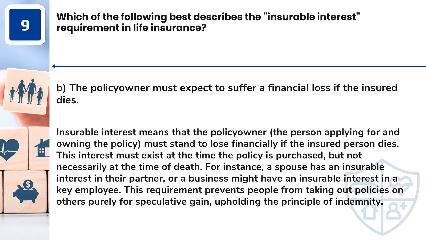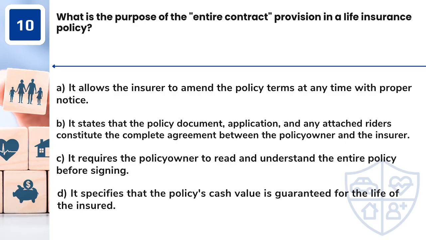of indemnity. Question 10. What is the purpose of the entire contract provision in a life insurance policy? A. It allows the insurer to amend the policy terms at any time with proper notice. B. It states that the policy document, application, and any attached riders constitute the complete agreement between the policy owner and the insurer. C. It requires the policy owner to read and understand the entire policy before signing. D. It specifies that the policy's cash value is guaranteed for the life of the insured.